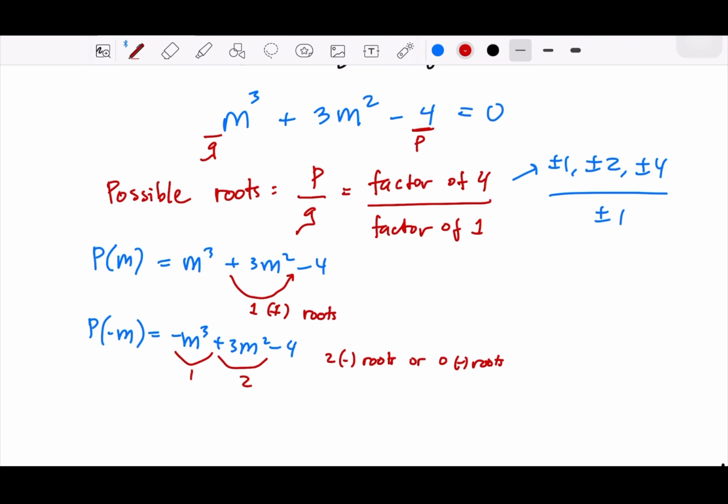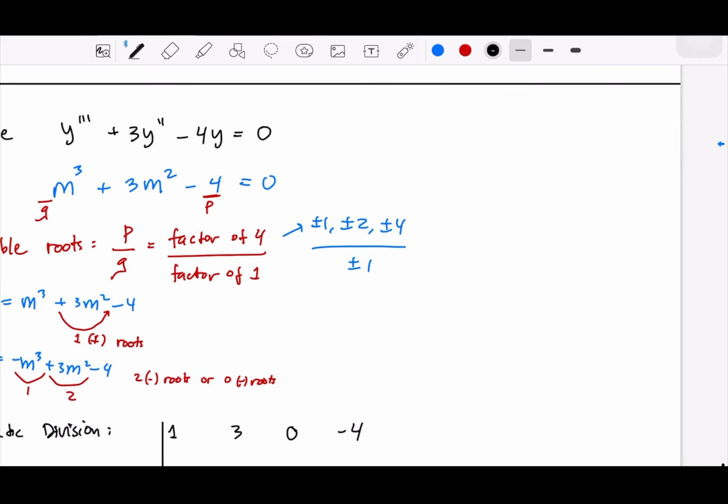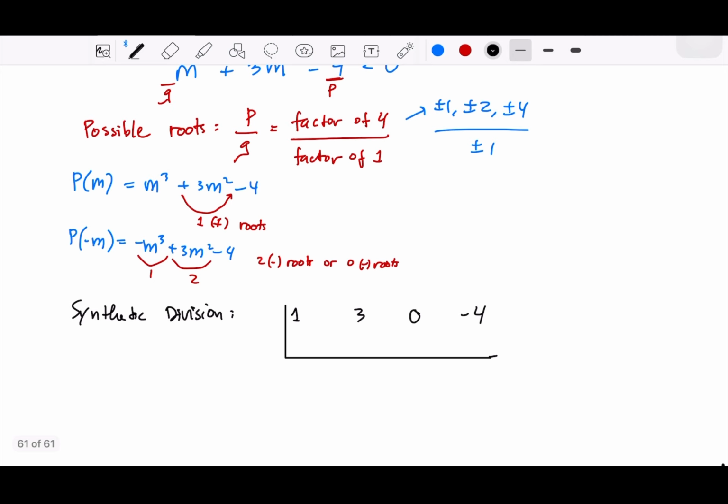Okay, so now the next thing we can do is check through synthetic division. So let me write the synthetic division for the polynomial. It is going to have 1, 3, and 0, because it's supposed to have an m term, and then negative 4, all the coefficients. And then the root that we want to check, let's start from 1.